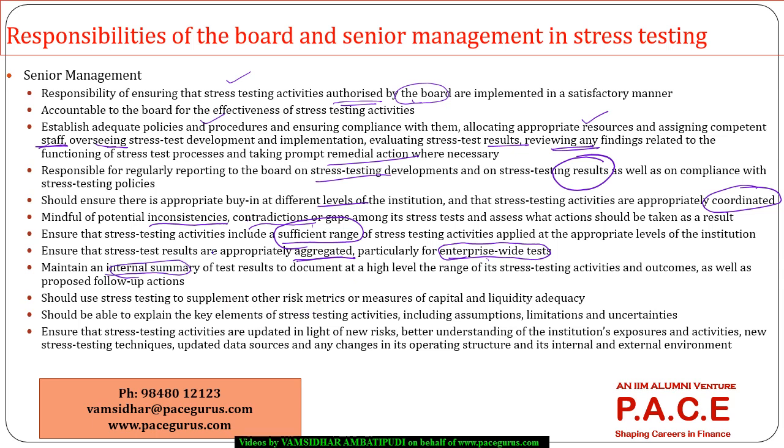There should always be some kind of internal summary of the test results and the various outcomes that have come. It's a kind of listing or tabulation of the various stress testing activities being performed, the outcomes of each of them, and based on each outcome, the actions being taken by the senior management. That kind of log has to be maintained with the senior management. Along with the various other risk metrics they are computing, like value at risk, the stress testing results should also be supplemented finally to look at capital adequacy and liquidity adequacy.